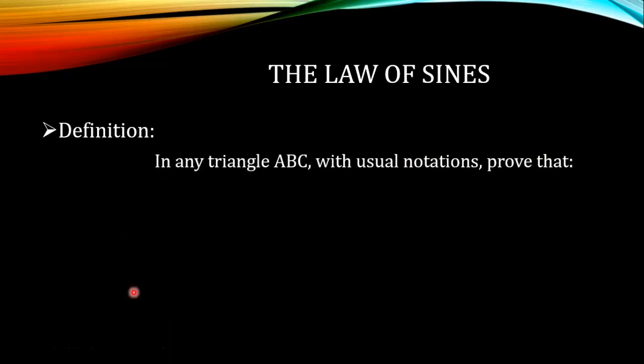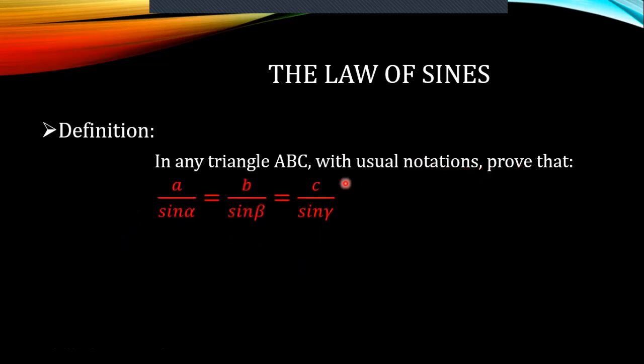In any triangle ABC with usual notations, this is the statement of the law of sines: a over sine alpha equals b over sine beta equals c over sine gamma. You can see that angle alpha is at point A, and the side opposite to alpha is small a, the side opposite to beta is small b, and the side opposite to gamma is small c.